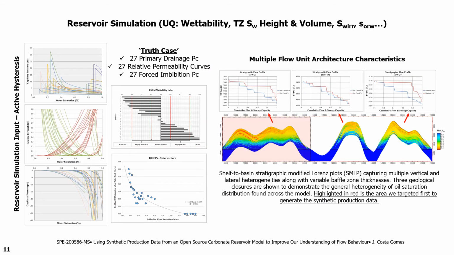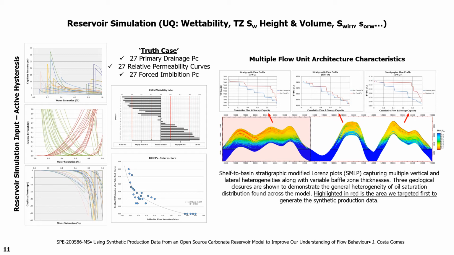When it comes to reservoir simulation, there are many geological uncertainties which we have incorporated, be it the wettability, the transition zone height and volume, and also the irreducible water saturation and residual oil saturation after water flood cutoffs. When we designed this reservoir, we wanted to make it as realistic as possible. Therefore, we had 27 rock types.